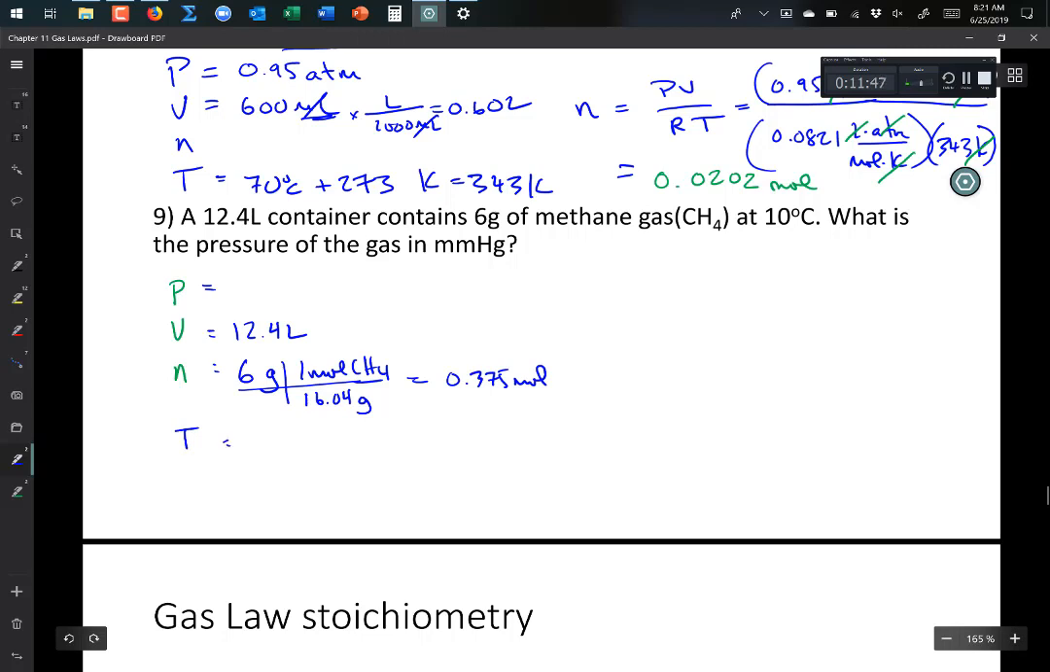And then T is 10, right? But we need it in Kelvin, so we add 273. So that's 283 Kelvin. So we got everything I need. And so just remember R. I know there's a saying about a dead horse.